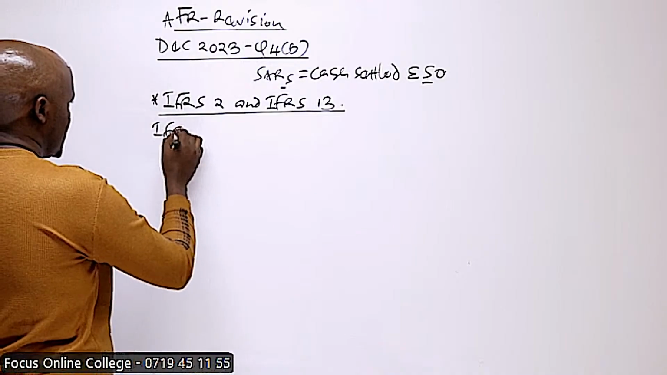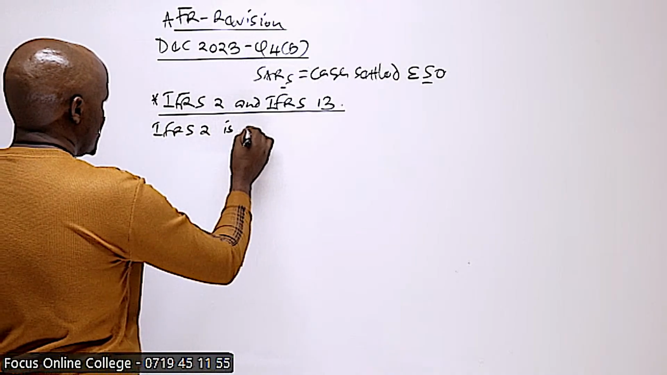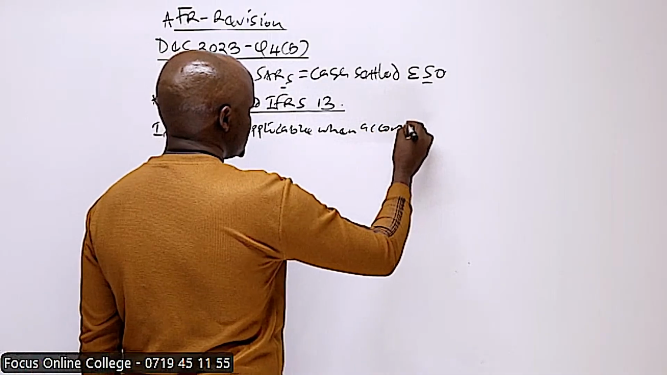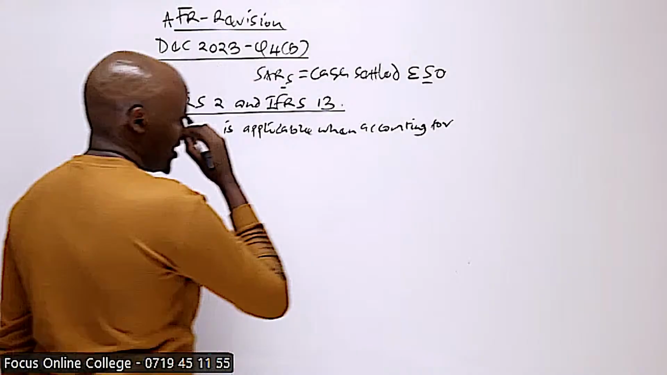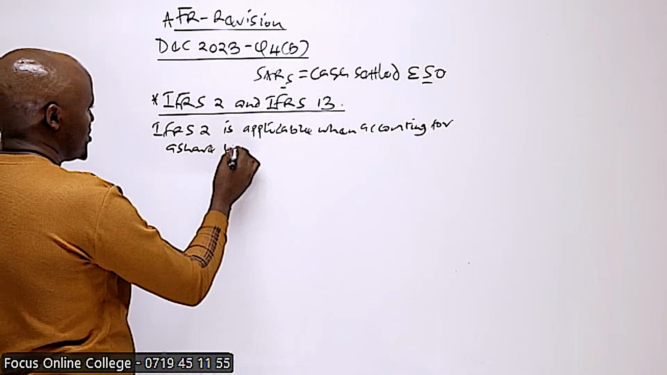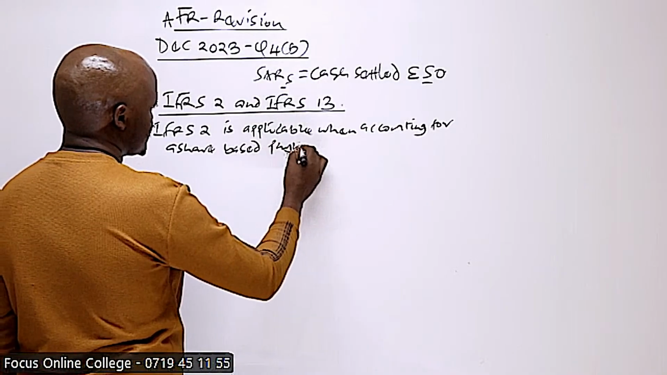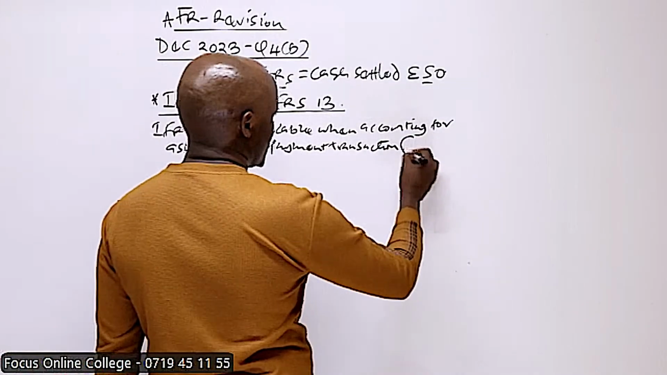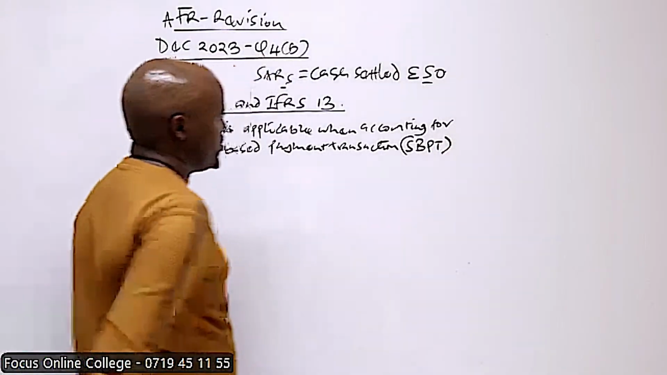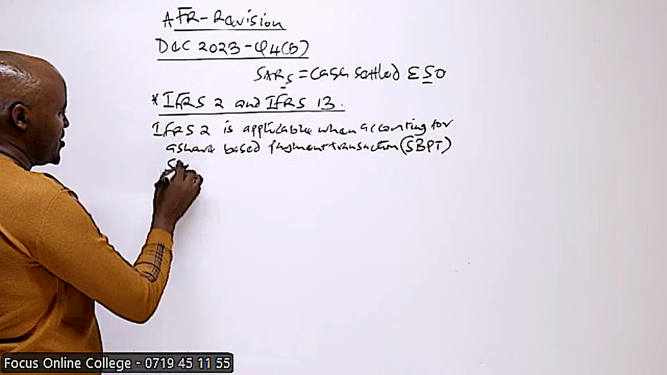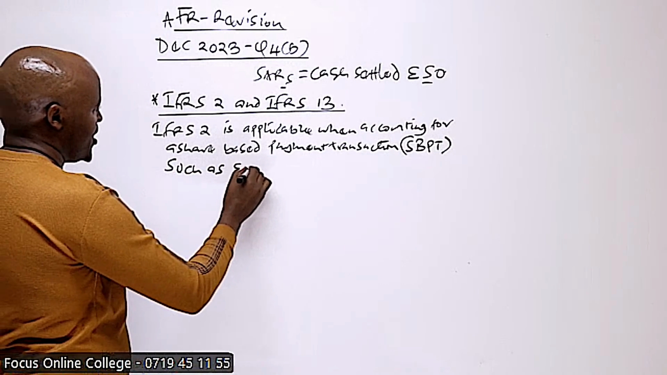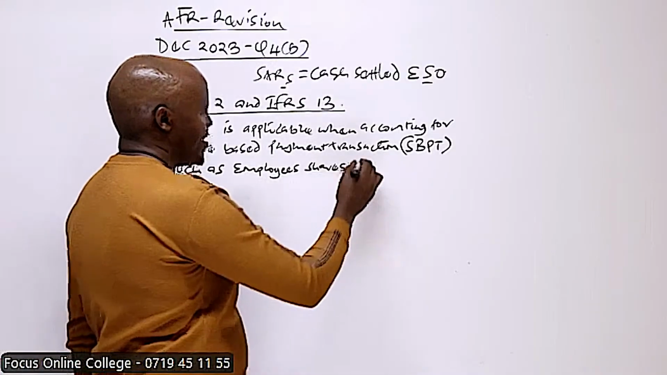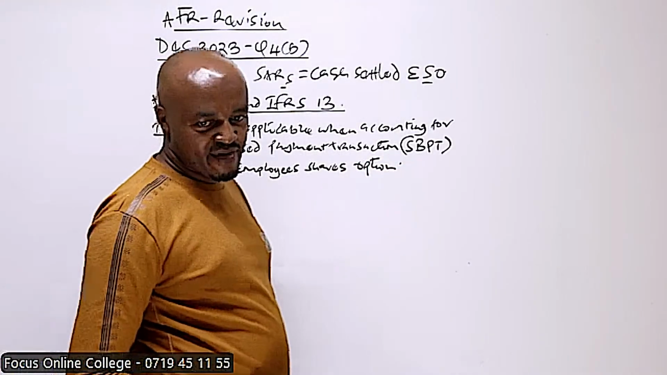So we can say that IFRS 2 is applicable when accounting for a share-based payment transaction such as an employee share option. Remember, you said employee share option.